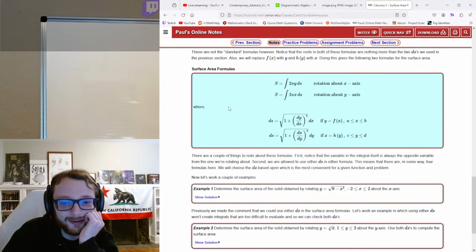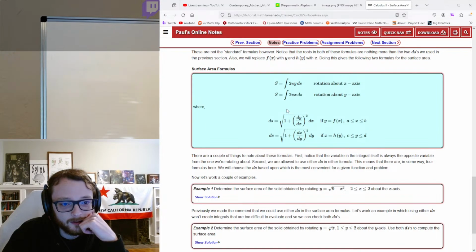How does this work again? I think surface area is usually a little simpler. They don't give you as crazy of problems for these. Oh, I can't believe I did that. Okay. We're rotating about the x-axis. Two pi y square root.